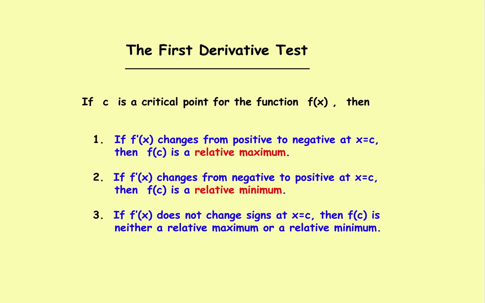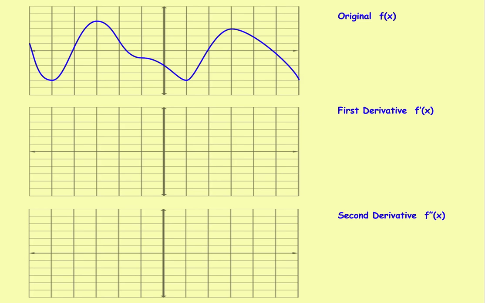This is going to make a lot more sense if we look at a graph. So let's first look at a graphical example before we actually work out a numerical example. Here is an original function. We'll put the original function here, the first derivative graph here, and the second derivative graph down here, and see how they all tie together.